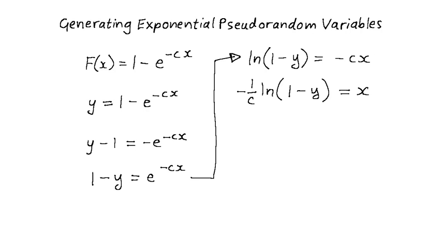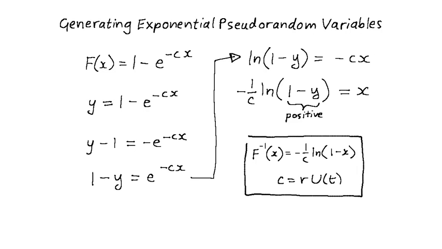We shouldn't lose sleep over the log applied to 1 minus y here, since 1 minus y will surely be positive for the consequential bits of the calculation. Swapping the y and x leads us to the inverse function we're looking for, and we can't forget that c, the rate parameter, is equal to r times capital U. We get our exponential variables by generating uniform 0-1 variables and passing these through F inverse, as we had seen in an earlier video. Now we have our method of generating exponential variables laid out.